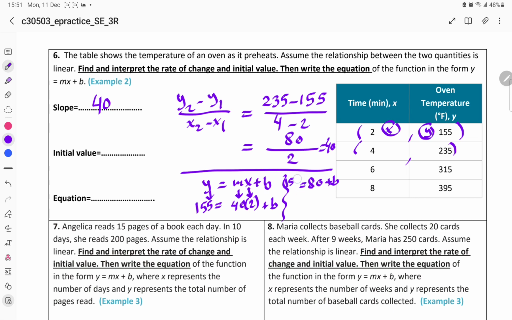80 is positive, so it will move to the left with negative 80. Subtract 155 minus 80. 5 minus 0 is 5. 5 minus 8 can't be, so 15 minus 8 is 7, giving 75. So 75 is equal to b. The initial value here is 75. The equation is y equals mx plus b, with m as 40 and b as 75: 40x plus 75.